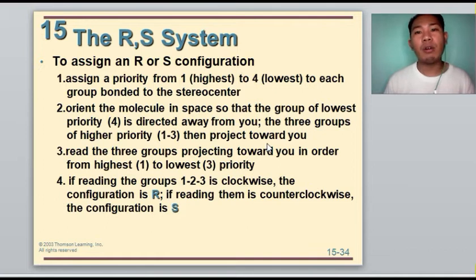You can also visualize this system as follows. Imagine that you are turning a steering wheel to the right, that equals R. And turning the steering wheel to the left, that equals the letter S.